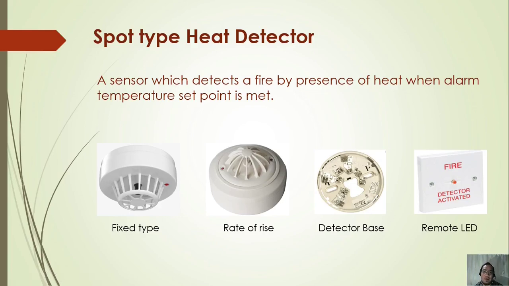The next type of initiating device is the spot type heat detector. Same as the smoke detector, it is also a spot type, but it is a sensor which detects a fire by the presence of heat. So unlike smoke, this type of detector is detecting the presence of heat. There's a certain temperature that can be selected from the manufacturer, but it depends on what the project needs. If it's installed indoor, the alarm temperature is different from outdoor.